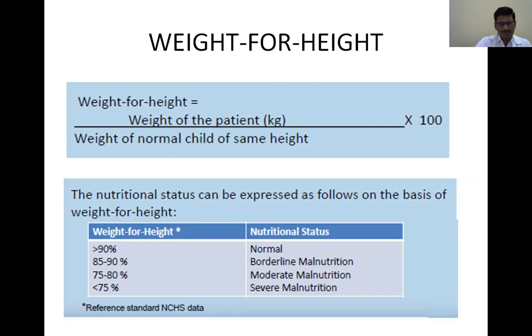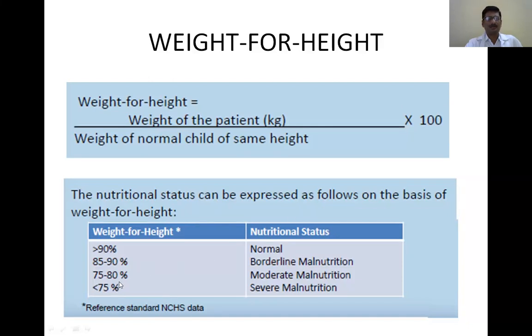For that you should take the reference standard from the National Child Health Survey. From this you can take, for a particular age, what is the weight for a particular height. That table is there. From there you take this value and multiply by 100, that will give you this percentage. Since you are multiplying by 100, it gives a percentage.